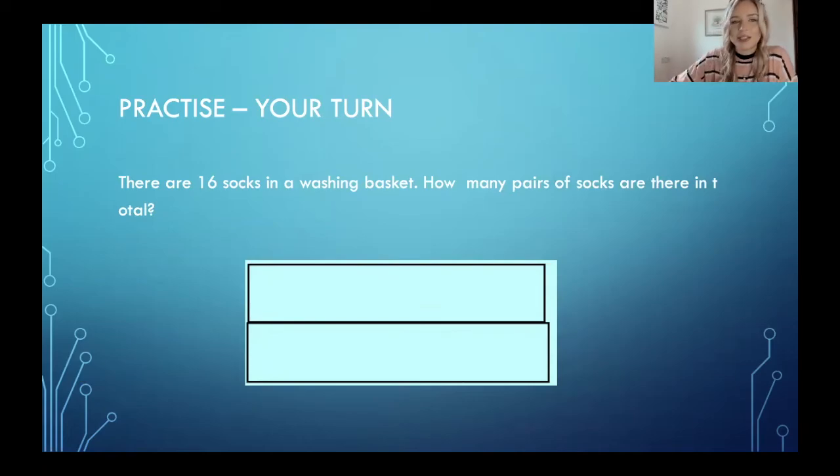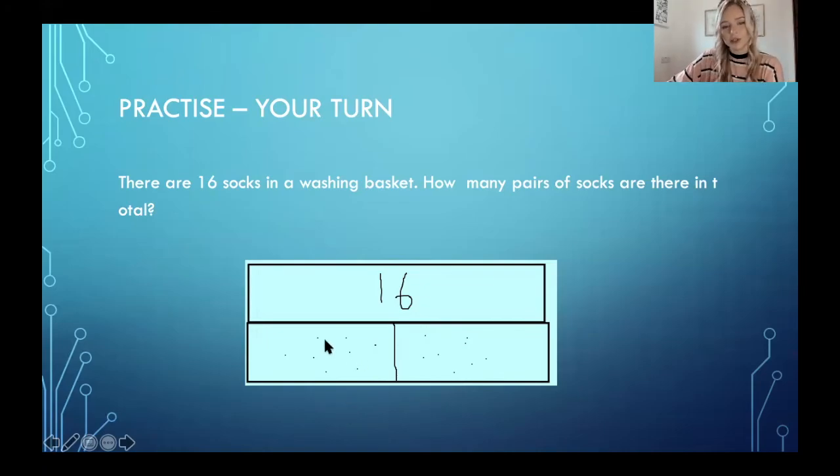Well done for having a go at this. Let's see what your bar model should look like. We're starting off with 16, and we are splitting them into 2 equal groups like this. So I've got 2 groups on my bar model now. Let's count up to 16. 1, 2, 3, 4, 5, 6, 7, 8, 9, 10, 11, 12, 13, 14, 15, 16. Let's see how many I've got in each group. 1, 2, 3, 4, 5, 6, 7, 8. 16 divided into 2 groups is 8, because I have 8 in each group. Well done for doing that. Let's move on.